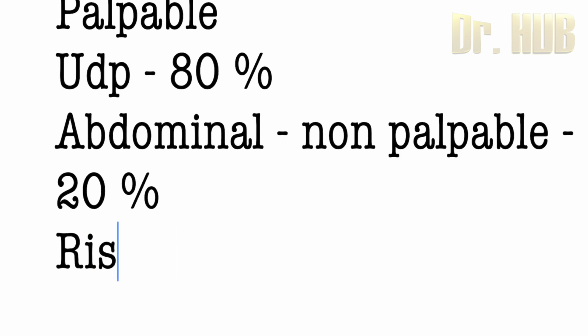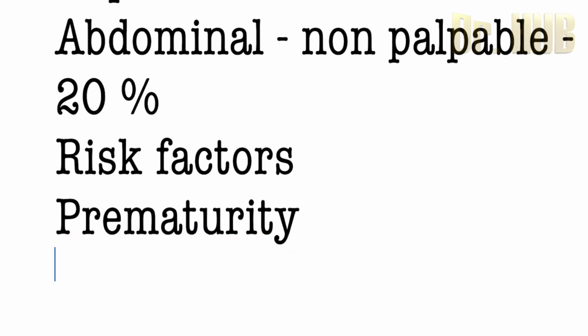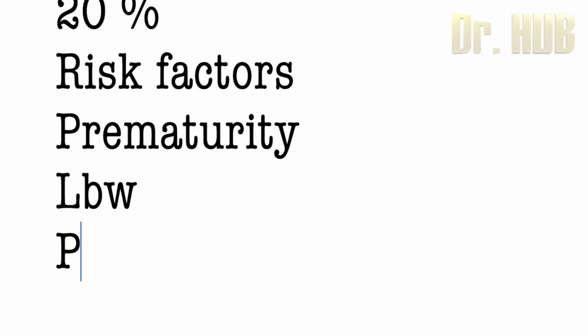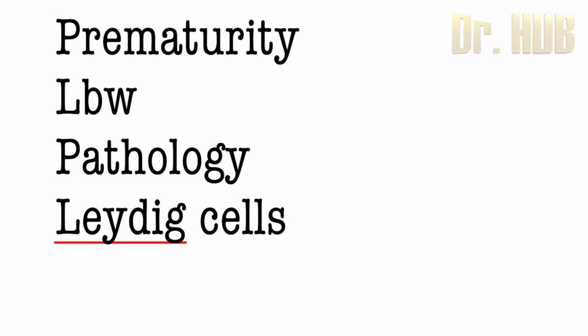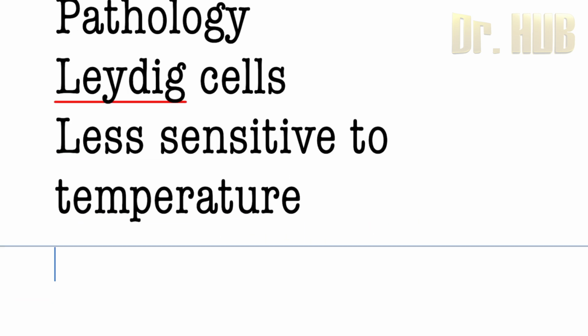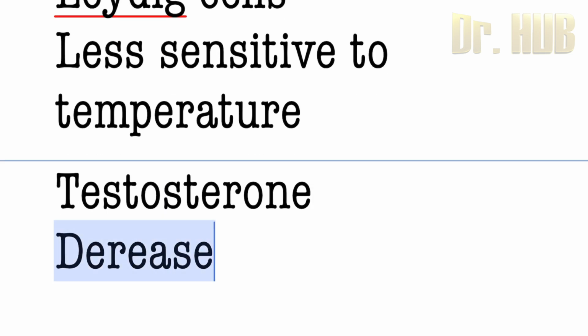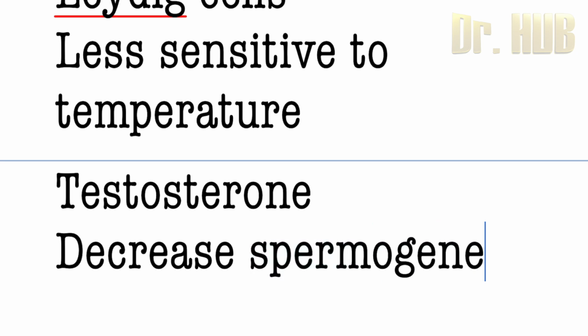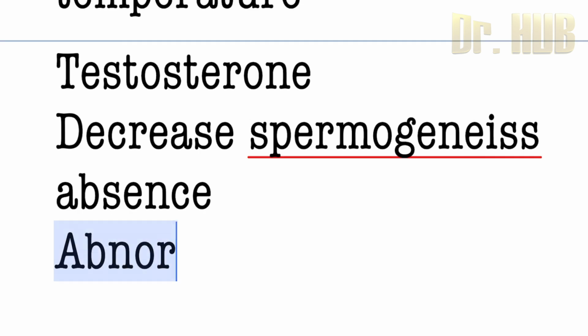Next, what are the risk factors? Risk factors, if you see, it can be due to prematurity or it can be due to LBW, that is low birth weight. So pathology wise, Leydig cells are present. They are less sensitive to the temperature. Then comes testosterone. This testosterone production decreases, and by 5 to 6 years, there is complete absence of spermatogenesis. Then there is abnormal germ cell histology.